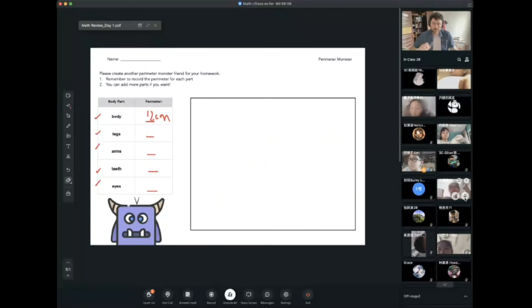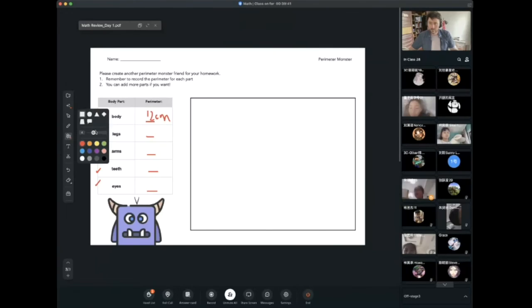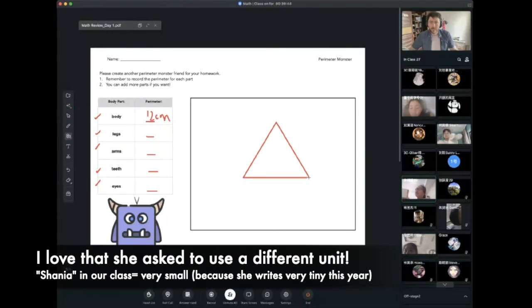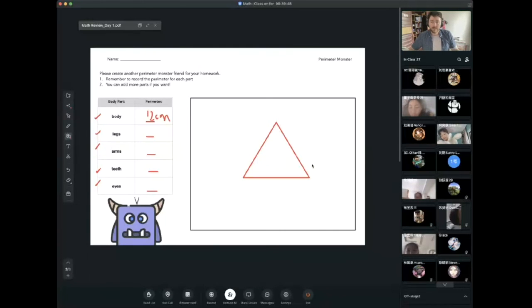Sunny? I'm drawing a picture and using millimeters. If you want to draw a little picture and use millimeters, that is fine. So if Sunny is drawing a little tiny triangle, all you need to do, Sunny, is show me that you're writing millimeters.